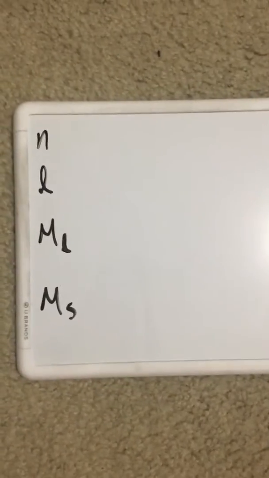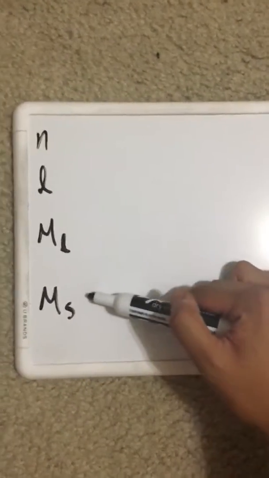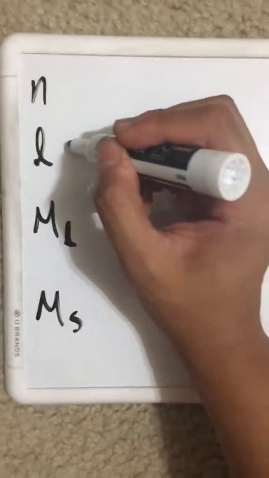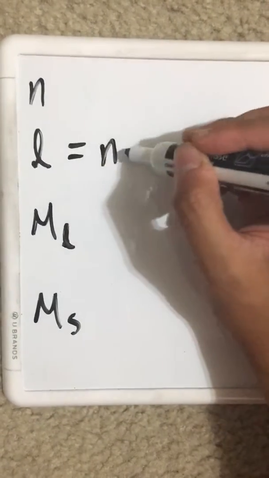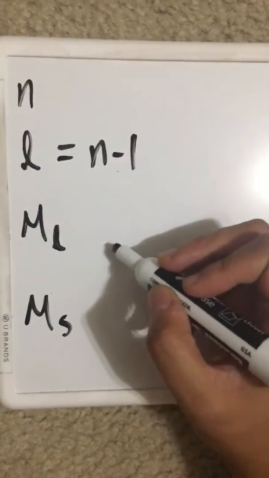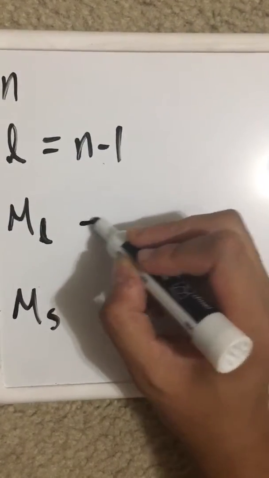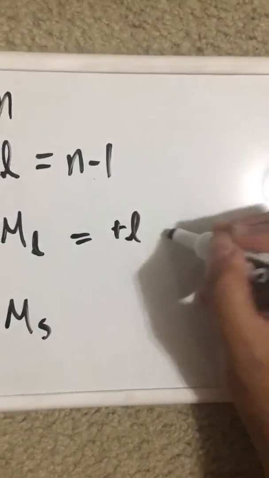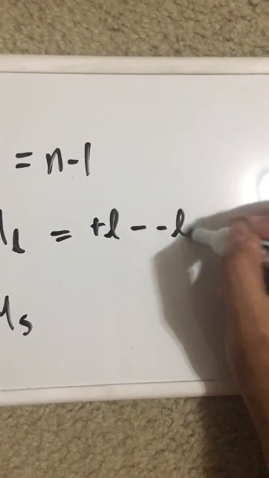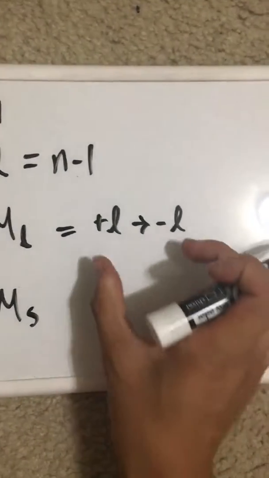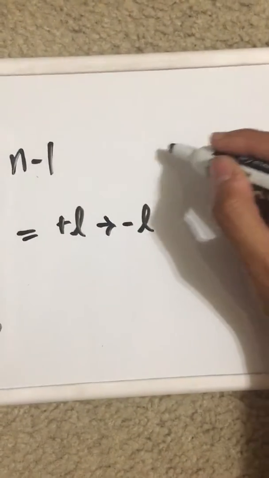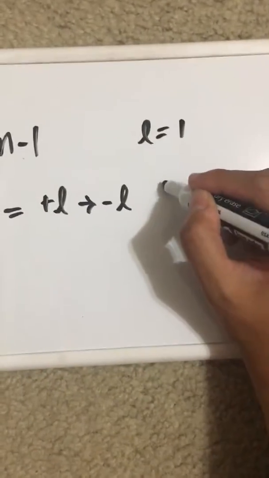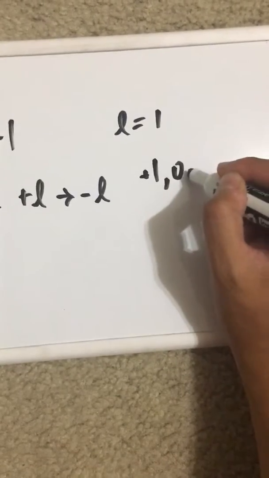So how can we find out these quantum numbers if we are given an n, or the energy level? An easy way is L equals n minus 1. ML is just a range from positive L to negative L. That's the range of it. So for example, if L is equal to 1, then ML is plus 1, 0, minus 1.